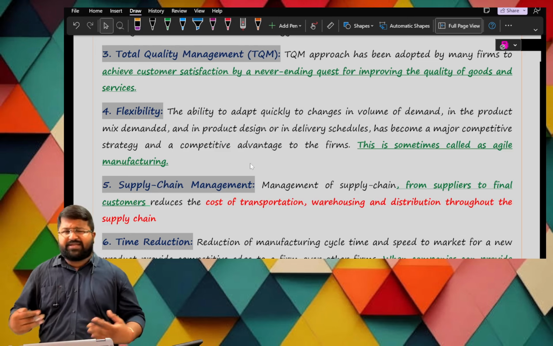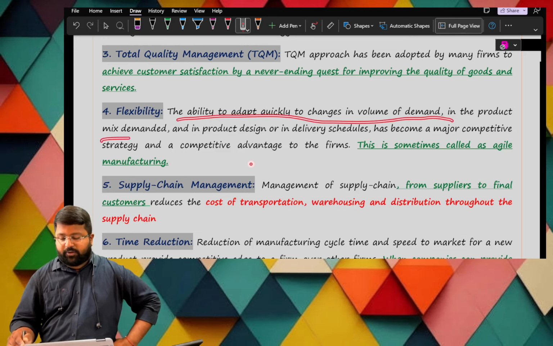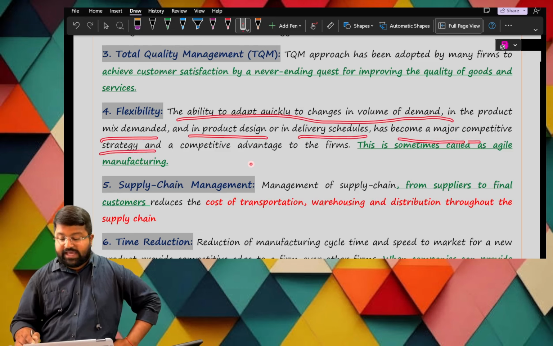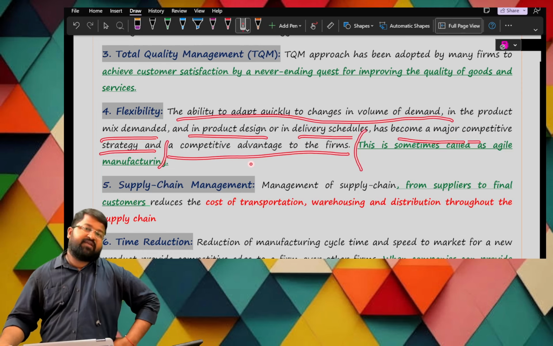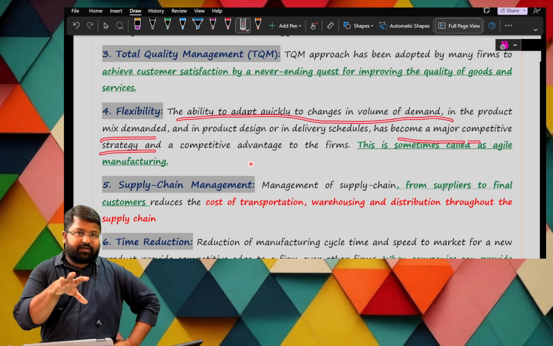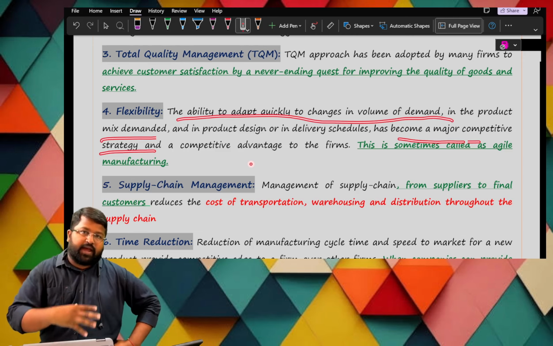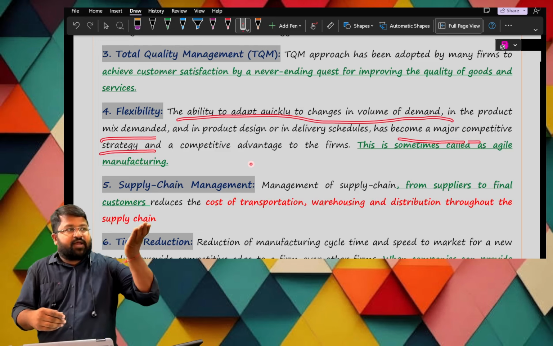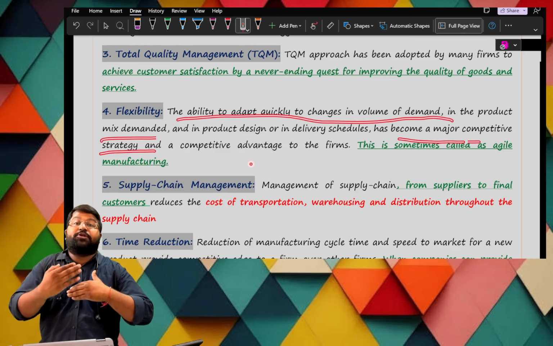Okay, so there's another one, flexibility: the ability to adapt quickly to changes in the volume of demand, the product mix demand, product design or delivery schedules has become a major competitive strategy and a competitive advantage to firms. This is sometimes called agile manufacturing. For example, I'm manufacturing tabs. The market requirement is 1,000 tabs, and I'm manufacturing 1,000 tabs. Super. Then the market requires 1,500 tabs, so I should increase production by 500, and my company is in a position to manufacture.